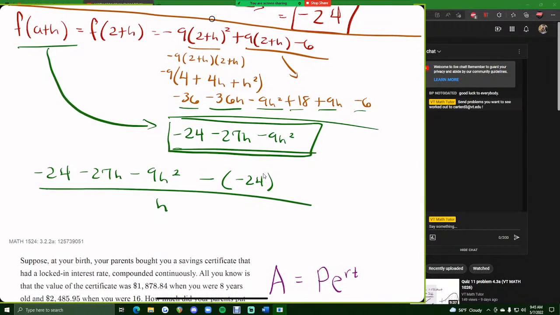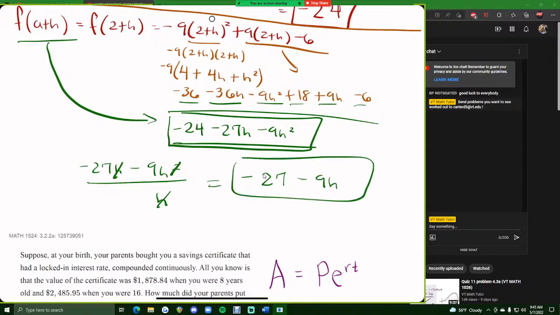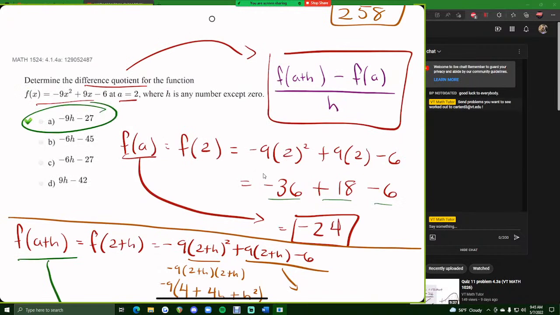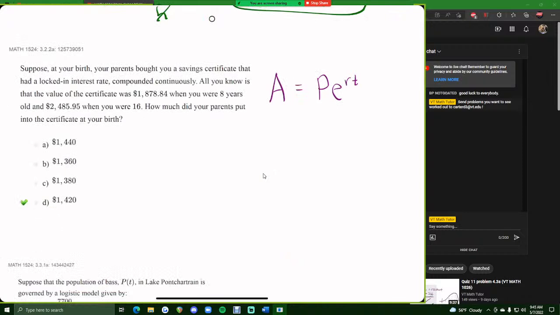The negative 24, the f of a value, should always cancel out, because minus a negative 24 is like plus 24, right? So that goes away. We have two h terms being divided by h, which allows us to cancel an h from both terms up top. So 1 goes away here, 1 goes away here. We have negative 27 minus 9h, or negative 9h minus 27. And that's it. All right, let's keep it going.